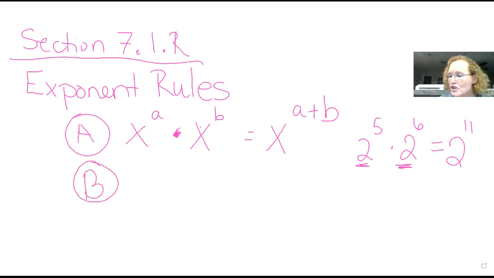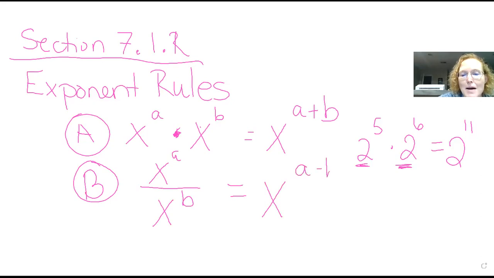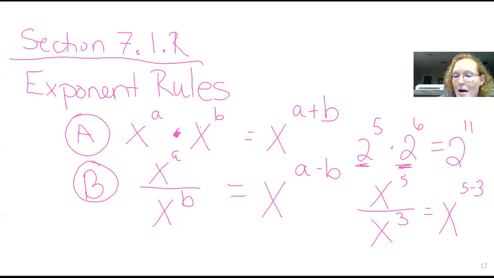Okay. That one good? Okay. Now here's another one. It's pretty similar, but instead of multiplying, we're going to divide. So X to the A divided by X to the B. Instead of multiply, we divide, and then what we do here is we subtract. So X to the A minus B power. On this one, you have to be careful because it's always whatever's in the top of the fraction minus the power that's in the bottom of the fraction. If I use X to the 5th over X to the 3rd, this would be X to the 5 minus 3 power, which would just be X squared.